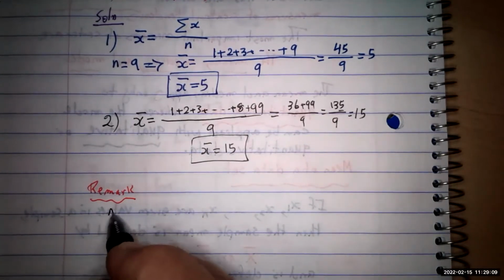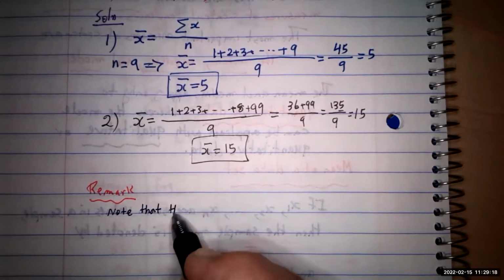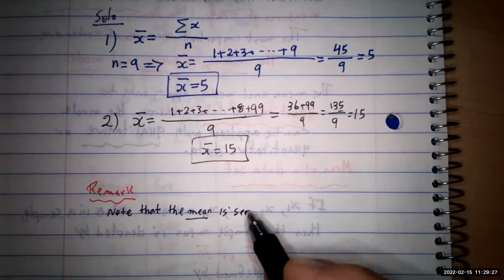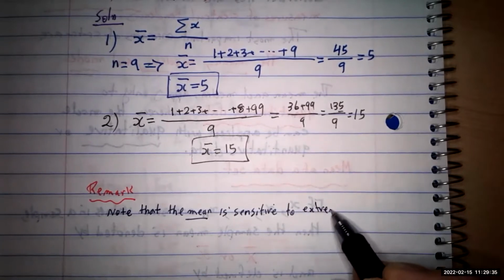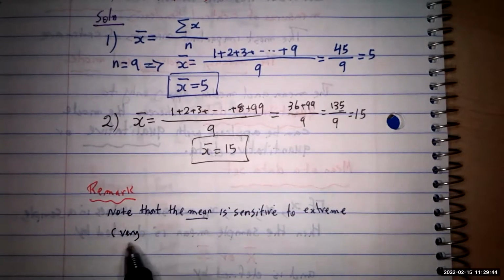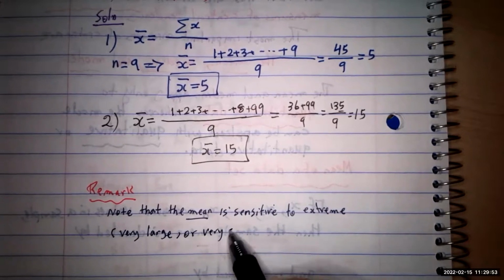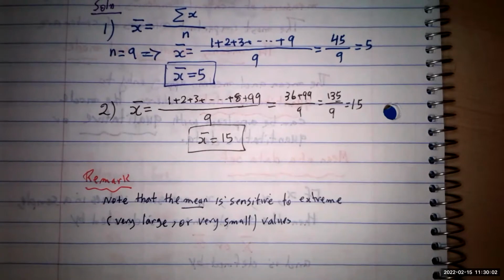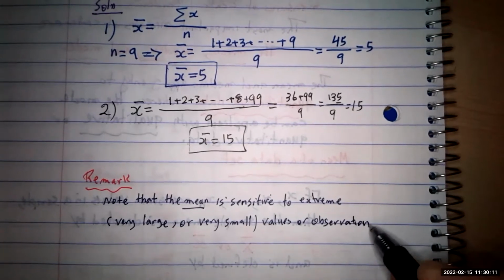And the remark is going to be, as I talked about, this measure of center is sensitive to the extreme values. So note that the mean is sensitive, meaning it changes drastically. It's going to be sensitive to the extreme values. Extreme values would be values that are very large, or very small values, observations that we're going to use.